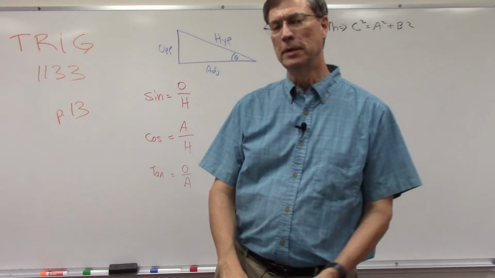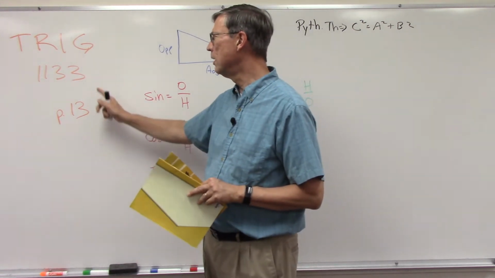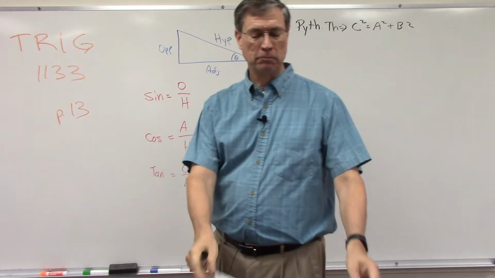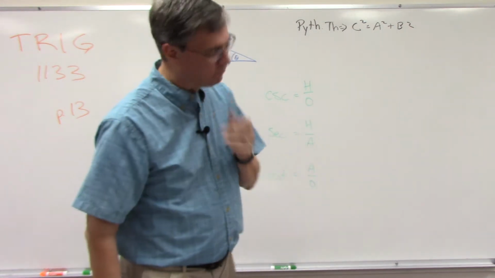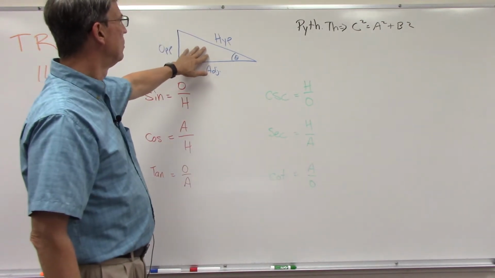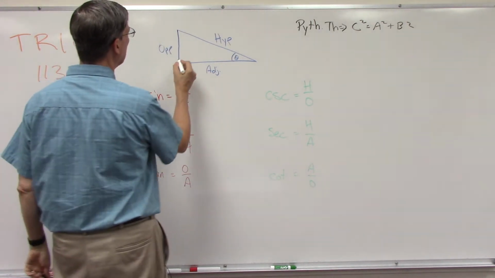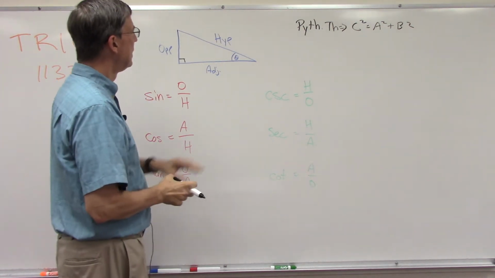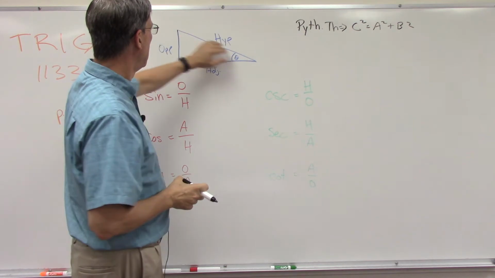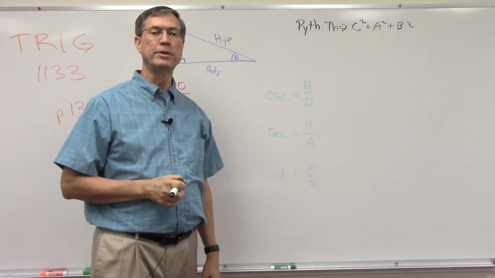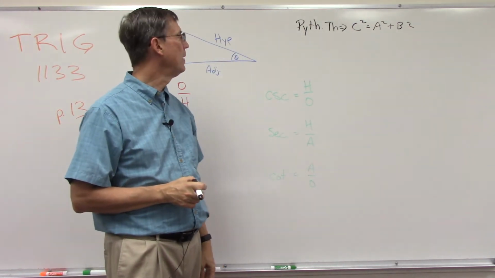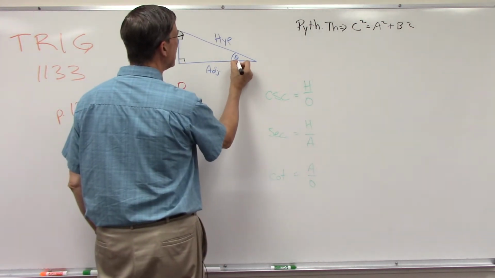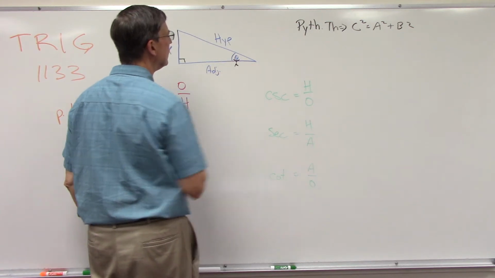Let's do a quick lesson about page 13 and following on the first trigonometry pace, 1133. For any right triangle, I'll put a little square in there to show that it's a right triangle. The longest side is always called the hypotenuse.